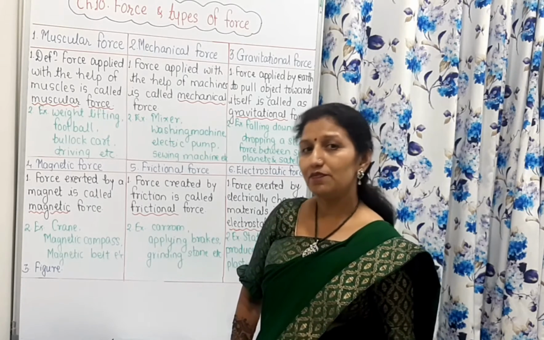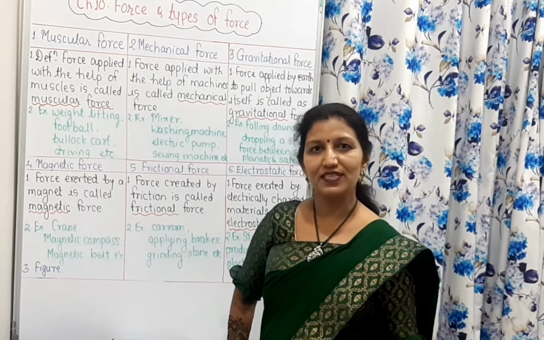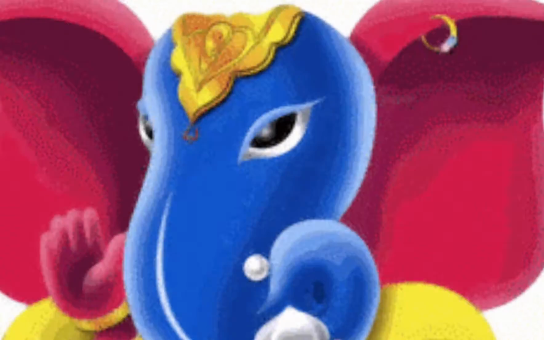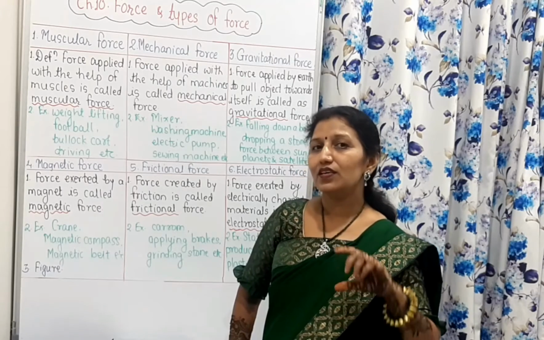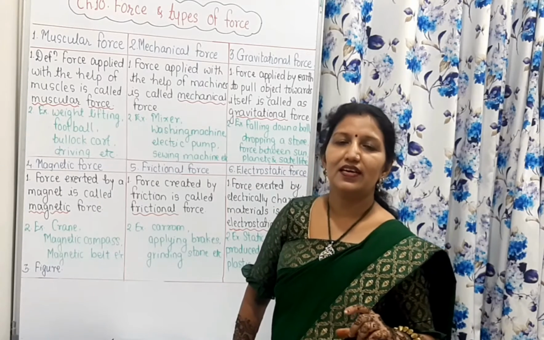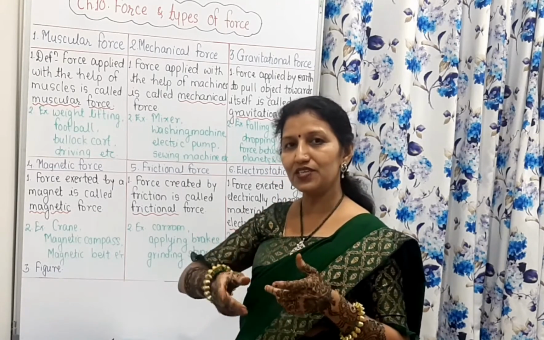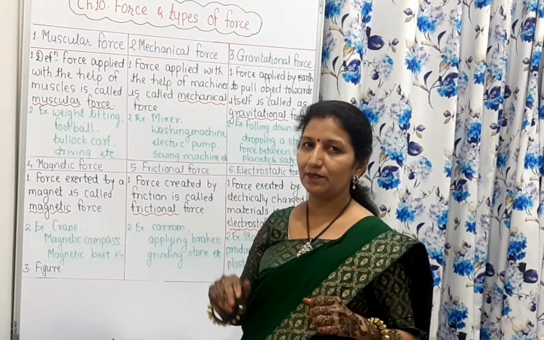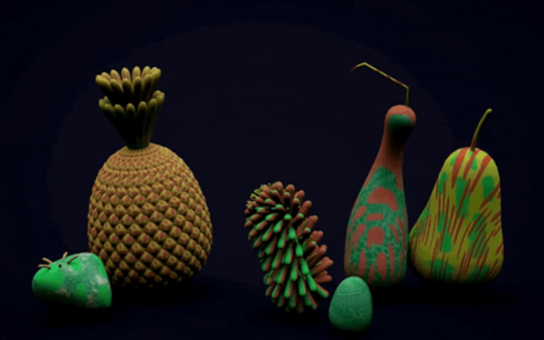Then if we want to change the shape of an object, force is also required. For example, you make a Ganesh Murti from shadu mati. That clay is very useful for molding shapes. Then we can make geometrical shapes, and we can make the shapes of fruits from the clay.